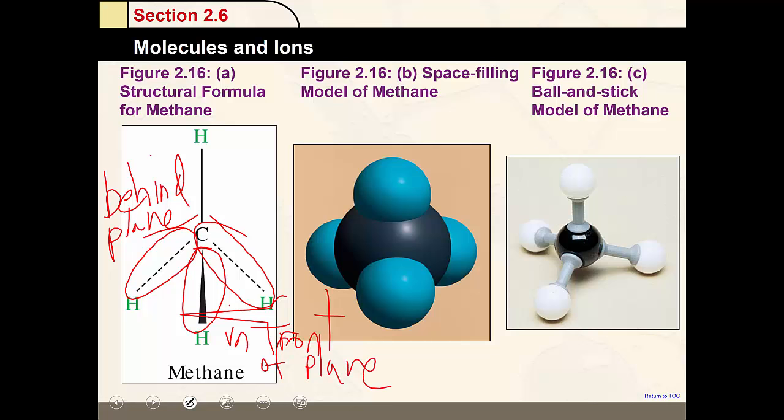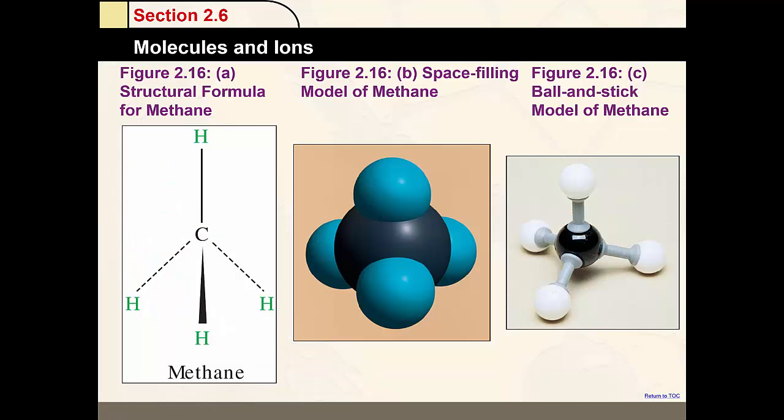Then, this next one, we have the space-filling model, which shows the relative size and orientation of the molecule. And then finally, what we'll cover later in the year, we'll use different ball and stick models for different covalent compounds. Okay, so that's covalent bonds. Those are found from sharing electrons.